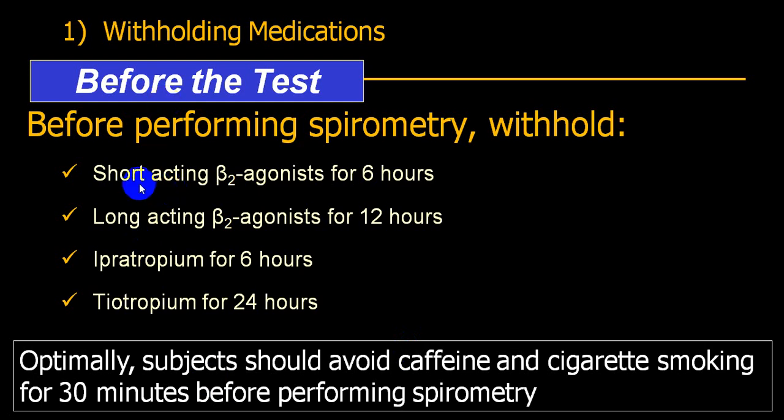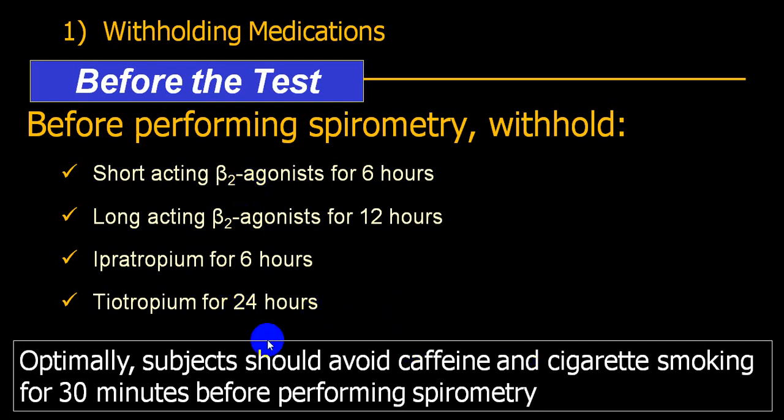And we have already mentioned, when you are using a short acting beta agonist, at least you should stop for 6 hours before doing a test. Long acting, 12 hours. If you are using ipratropium, 6 hours, and tiotropium, 24 hours. This is a must. You should observe that.